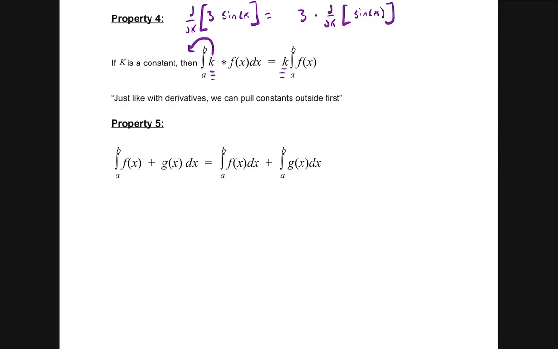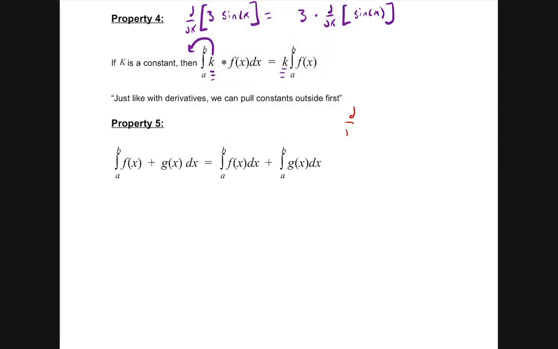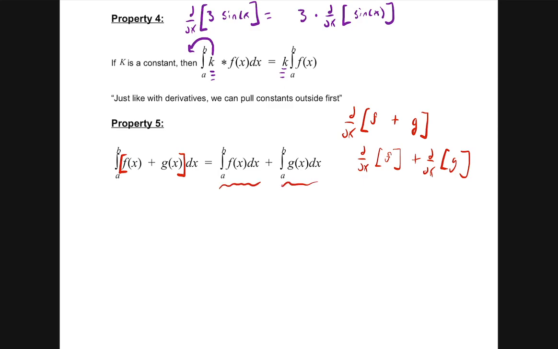The second one is, again, similar. Remember, if we had the derivative of some function f of x plus g of x, this is the same thing as taking the derivative of the first function and adding the derivative of the second function. Same idea applies here. If you have the definite integral of 2 functions being added together, you can separate those out into 2 separate definite integrals, and we'll see why that might be useful in a second.